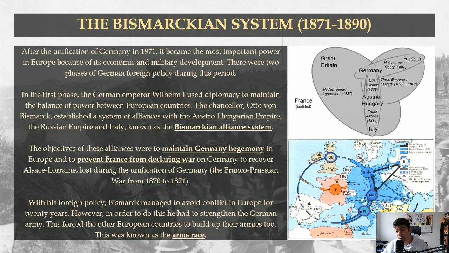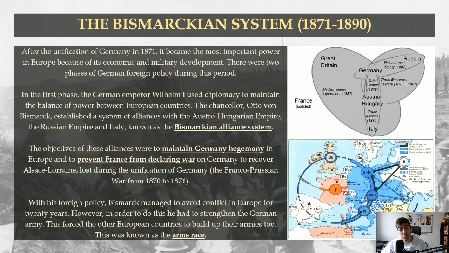Germany allied with everybody except France. Why? Because the objective of these alliances was to maintain German hegemony in Europe and also to prevent France from declaring war on Germany, because they wanted to recover Alsace and Lorraine, this territory here on the border between these two countries, which France lost during the Franco-Prussian War in 1871. And with this policy, Bismarck managed to avoid conflict in Europe for 20 years.